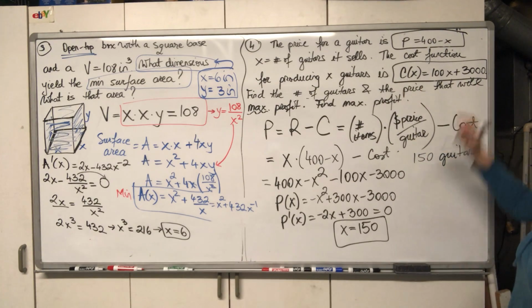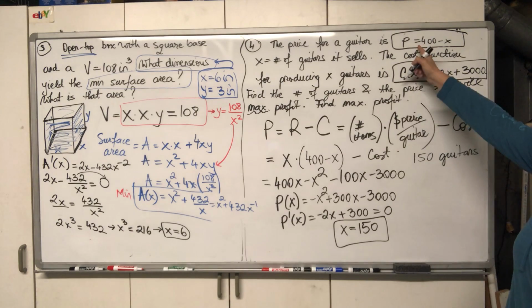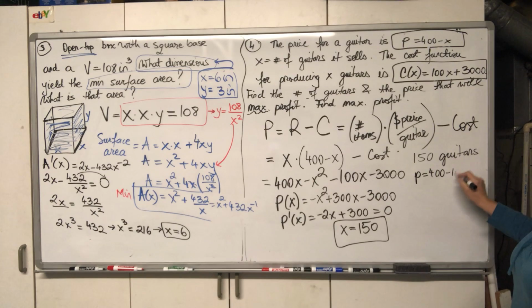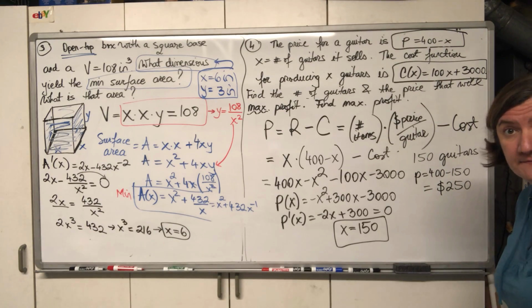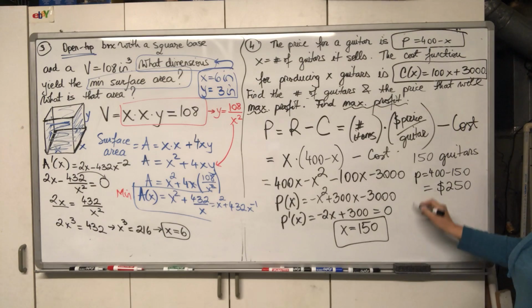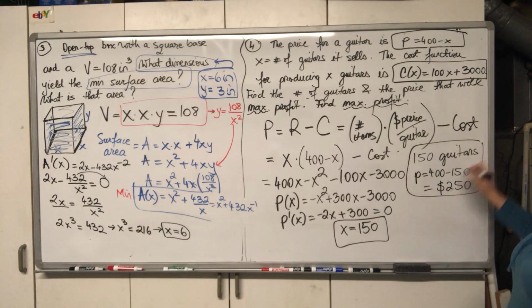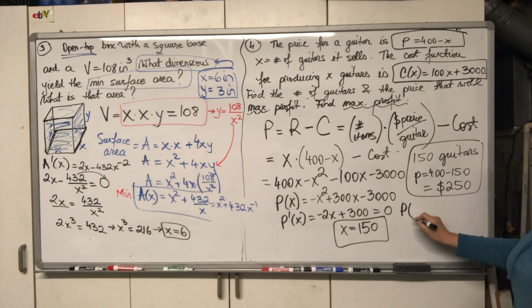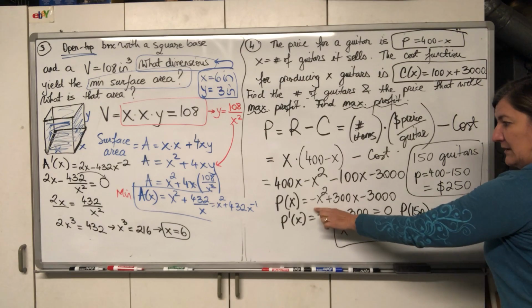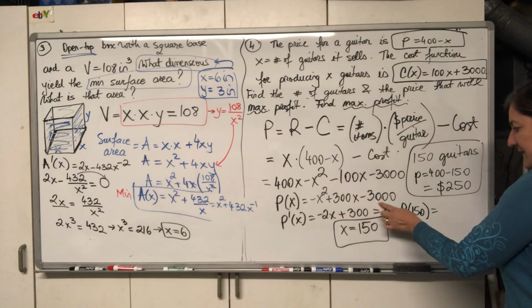The price that will maximize the profit. What's the price? The price is 400 minus x. So in other words, sell them at $250 each. Okay? And finally, find the maximum profit. Well, the last part of it is take this x value and plug it into the profit function. So you can put it in here. Look at that. We came up with this profit function right here.